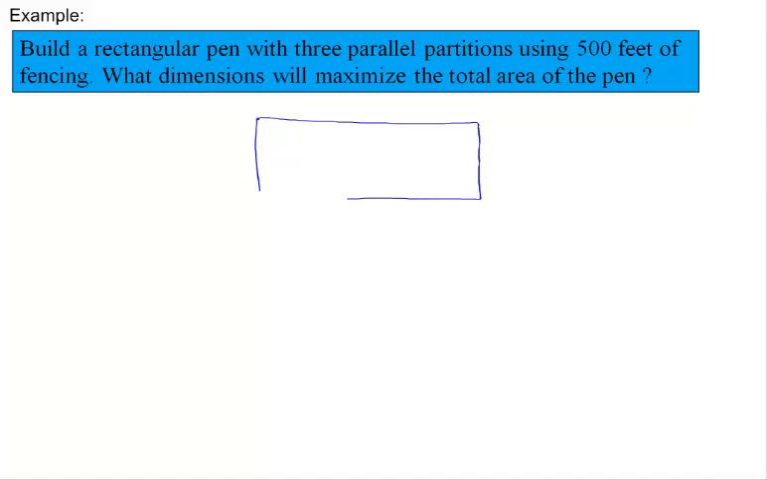I have a rectangular pen with 3 parallel partitions. 1, 2, 3. Those partitions are parallel. I'm going to use 500 feet of fencing. So as far as fencing is concerned, I have 500 feet.